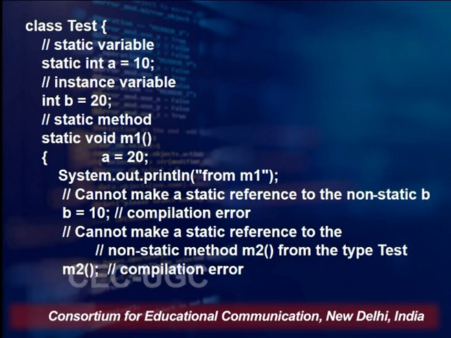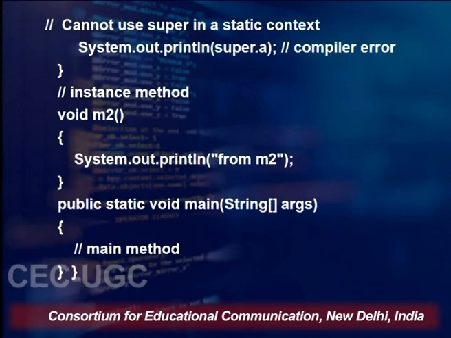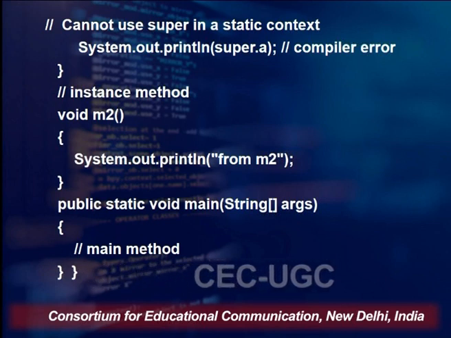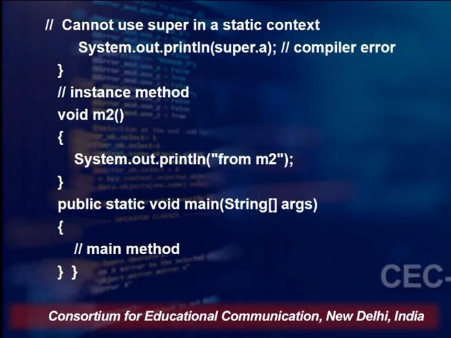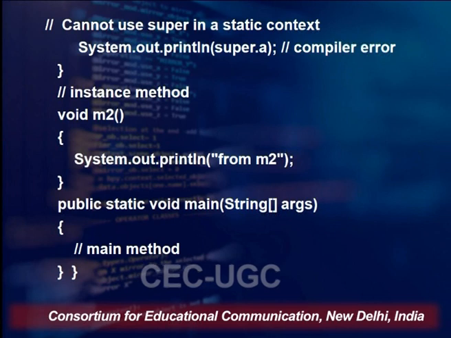However, making a call to a static method m1 is perfectly fine, but if within that m1 we call the function m2, which is not a static method, just a normal method, this is going to result in a compilation error. So within a static method, we can use only static variables or static methods. Any reference to non-static variables or non-static methods will give a compilation error, and this is clear from this program.